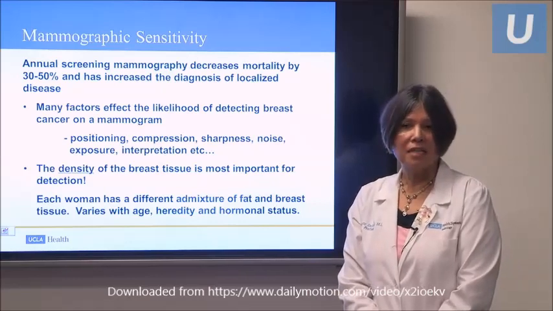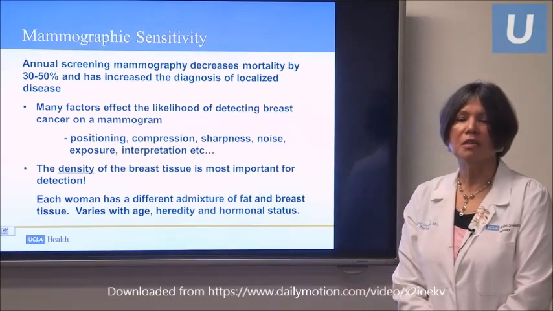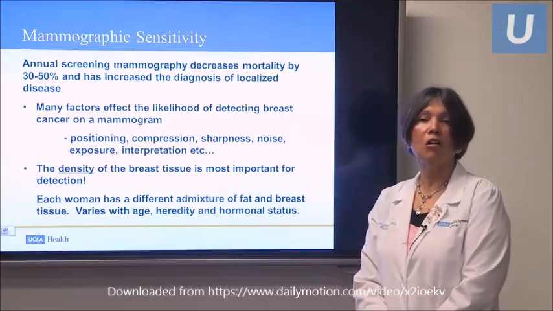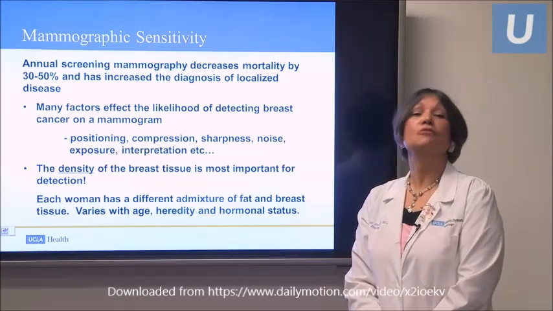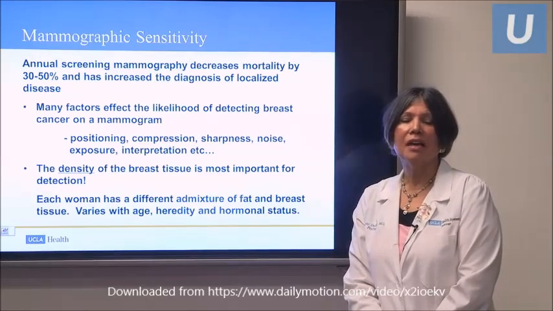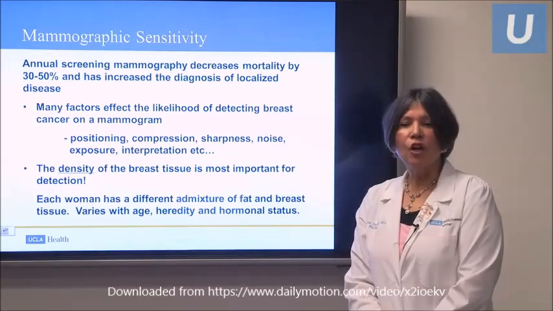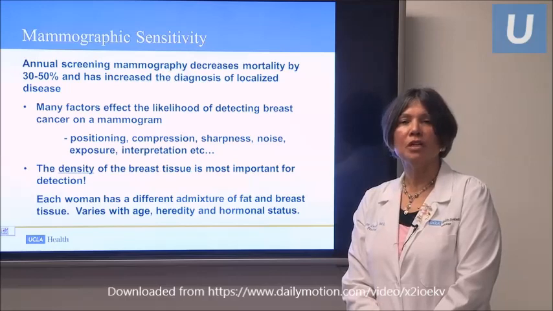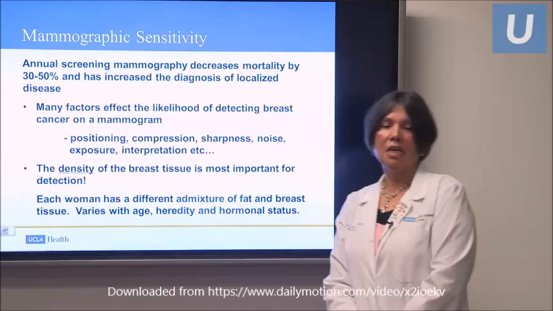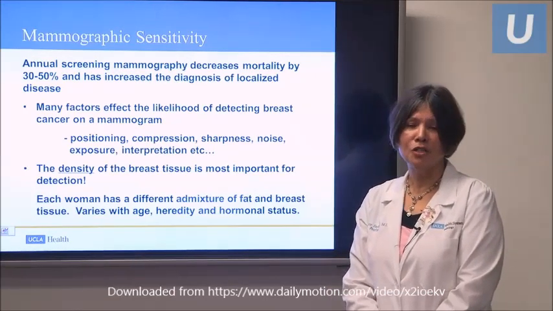Many factors affect the likelihood of detecting breast cancer: positioning, compression, sharpness, and those are all the exposure and effects from the technologist making sure that all of the breast is imaged. So that's why she has to really pull you in, to make sure that all of the breast is imaged. The other thing is the density of the breast, and we'll talk about that later. It is very important and most important in detecting, because the more fatty the breast, the better we can see. The denser the breast, it's harder to see cancers because they blend in with the tissue.